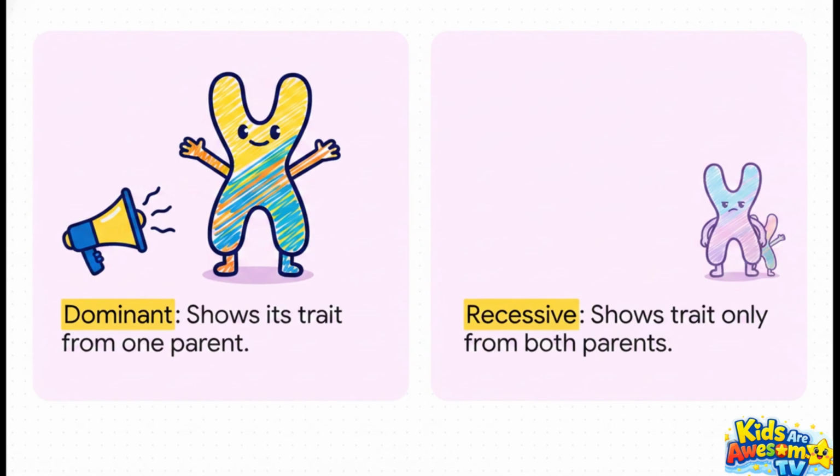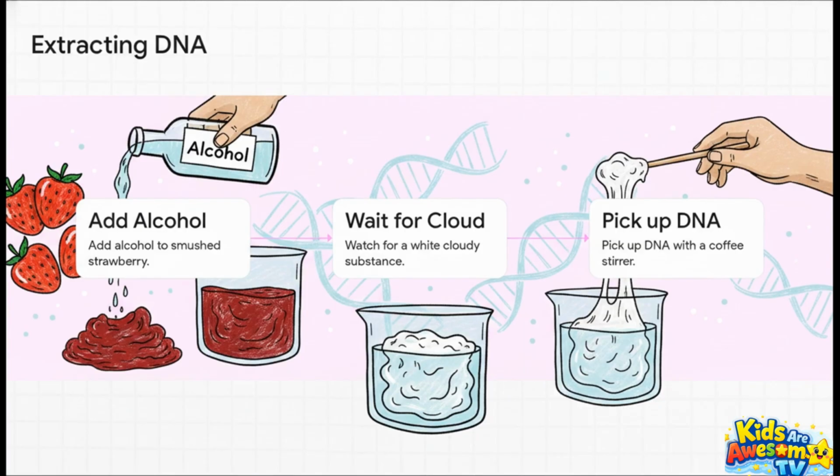Now, what's really interesting is how those candy pieces, or as scientists call them genes, actually behave. See, some genes are very bossy. We call them dominant. A dominant gene shows its specific trait even if you only get it from one parent. Think of it like a really loud kid in the classroom. If they're there, you are definitely going to hear them. But other genes are a bit shy. We call them recessive. A recessive gene only shows up if you get it from both your mom and your dad.